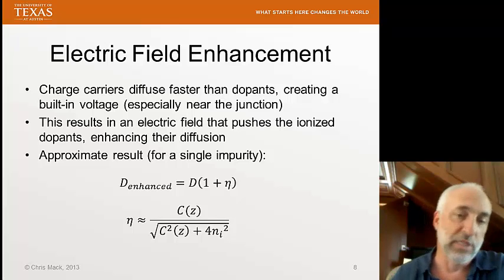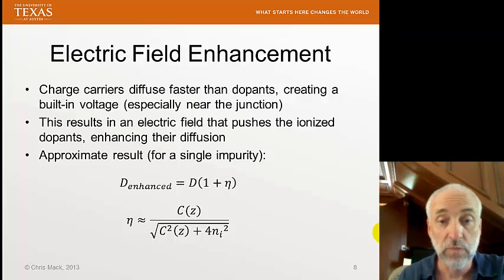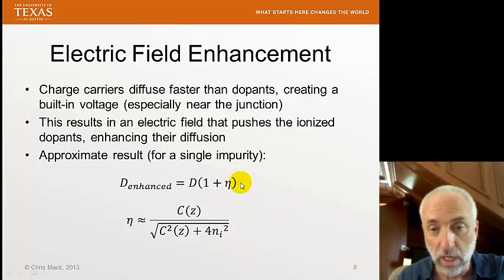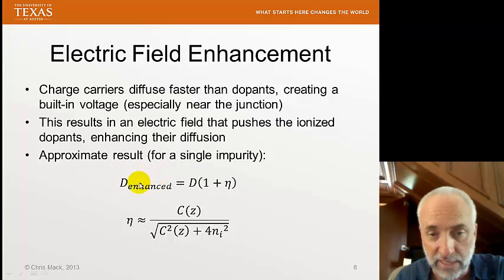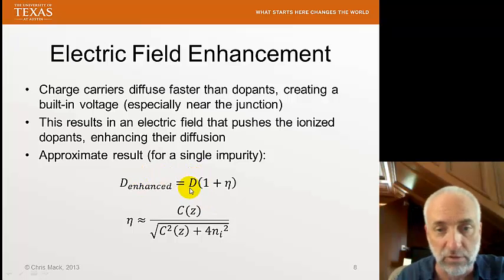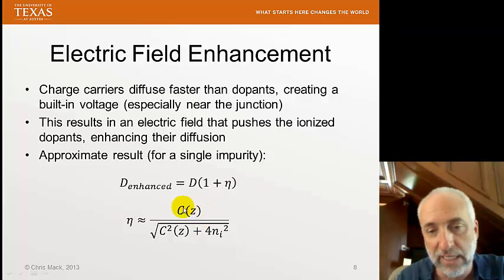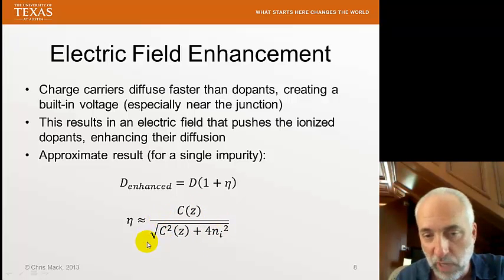We have an approximate equation that explains this. The electric field enhanced diffusivity is the diffusivity without electric field enhancement times 1 plus eta, this enhancement factor. This enhancement factor is approximately related to the concentration of the dopant at whatever position you're at, divided by the square root of c squared plus 4 ni squared.